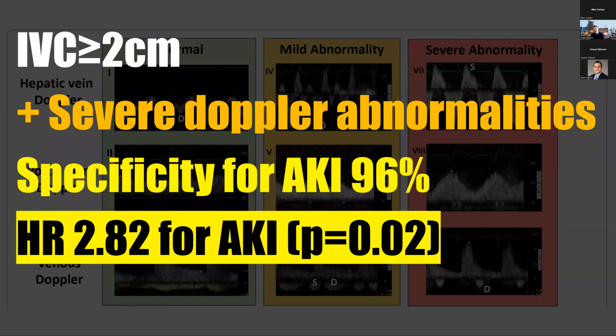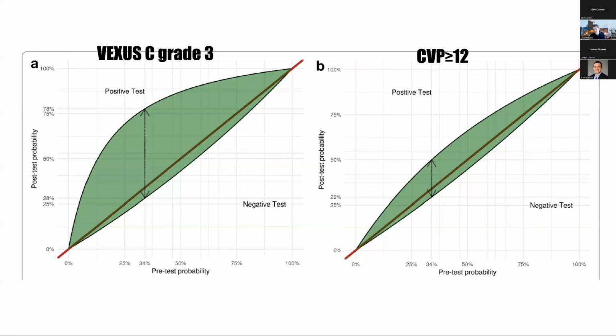And what they found was, starting with an IVC that's dilated, if you added any 2 severe Doppler abnormalities, this predicted the incidence of acute kidney injury. And when compared to CVPs, this is looking at comparing pre and post test probability of AKI, it outperformed CVP, albeit with a pretty poor sensitivity of 27%.